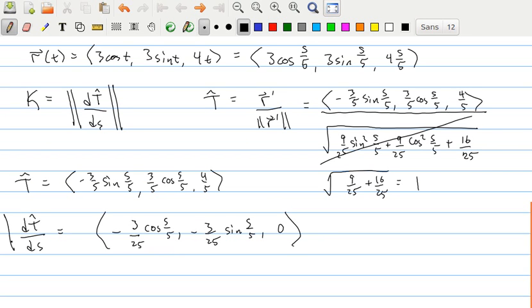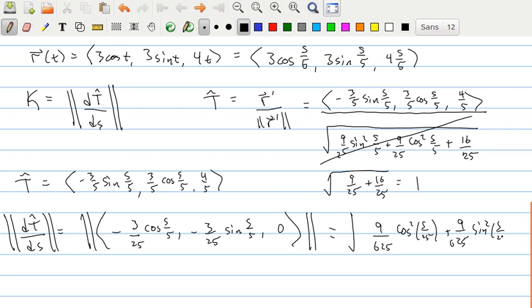And now we've got to take the norm of this thing, because that's what kappa was. It was the norm of the change in tangent. So we go through, we square the two entries, add them together, and we've got 9 over 625 cosine squared plus 9 over 625 sine squared, s over 5. And now the sine squared and the cosine squared again gives us 1. So now that gives us the square root of 9/625. And we take the square root, we get 3 over 25 for our curvature.